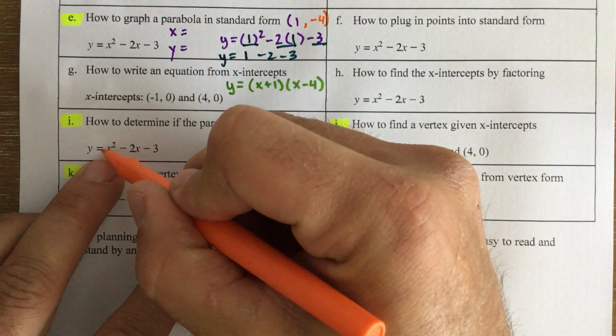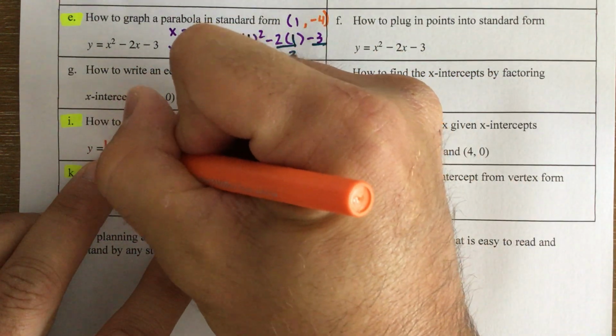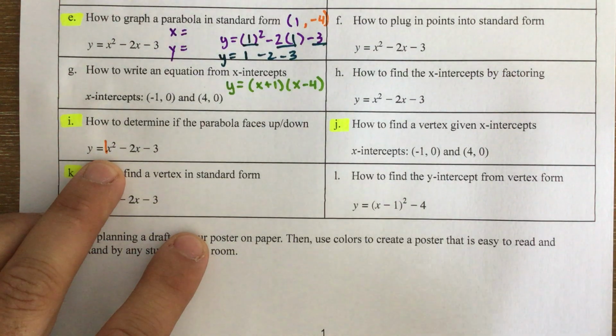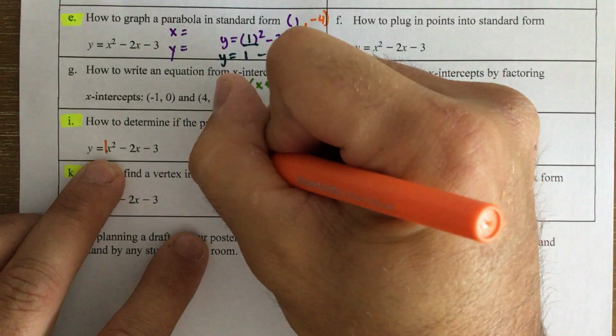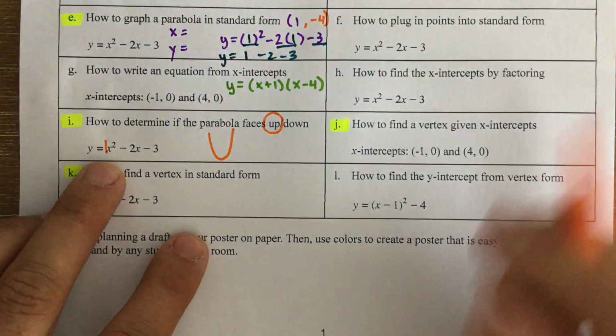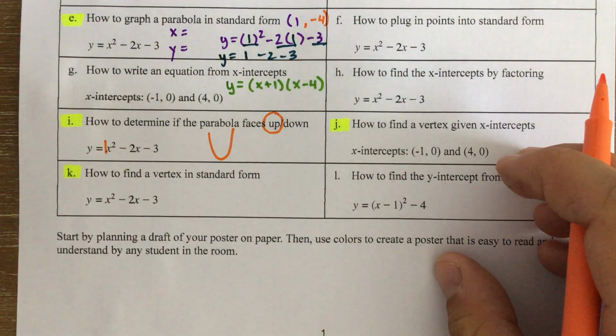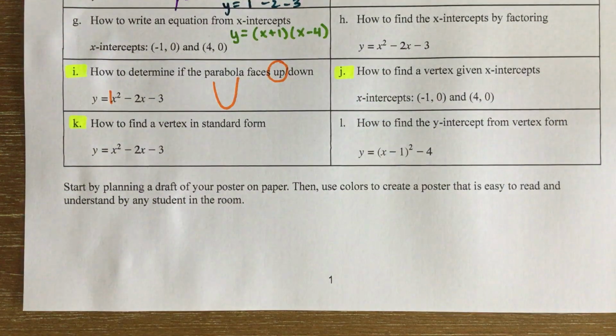And there's no number in front of the x squared, but it is just a positive x squared, just one positive x squared. Therefore, it's going to open up, and my graph would look like that. Okay? And then the last one here is in standard form, how do I find the vertex?